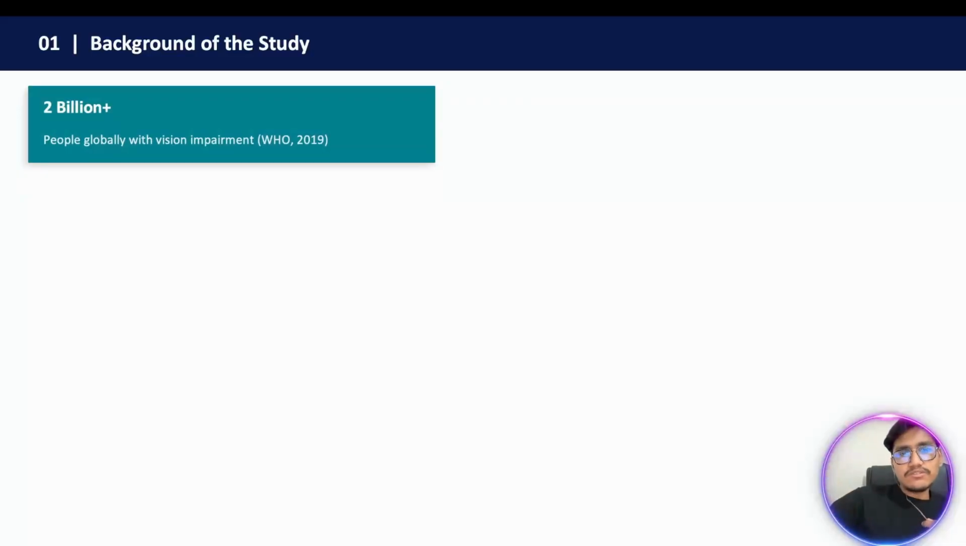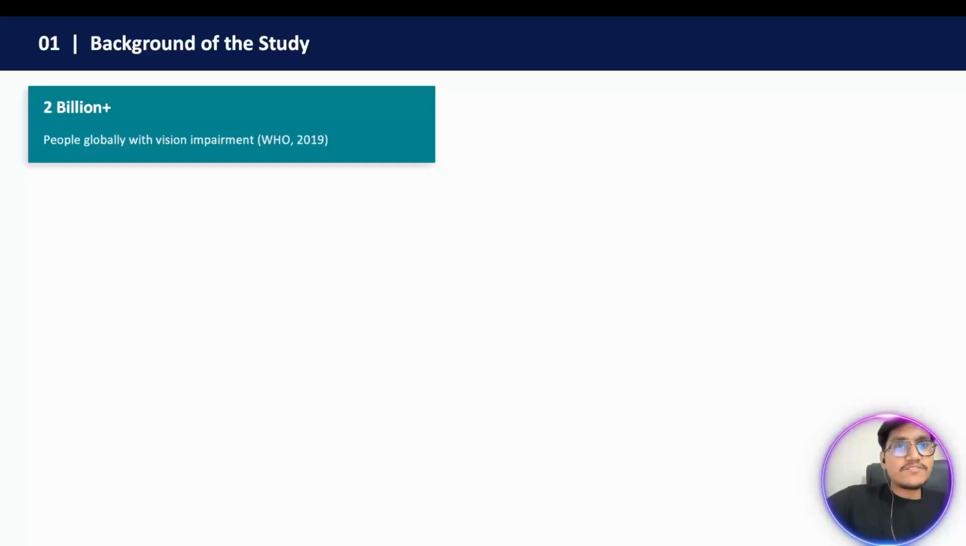Now let's start with the background to understand why this paper matters. We first need to appreciate the scale of the problem it is addressing. According to the World Health Organization 2019 World Report on Vision, more than 2 billion people across the globe suffer from some form of vision impairment. This is roughly one in every 4 people on the planet. Many of these cases are preventable or treatable, but only if diagnosed early enough.